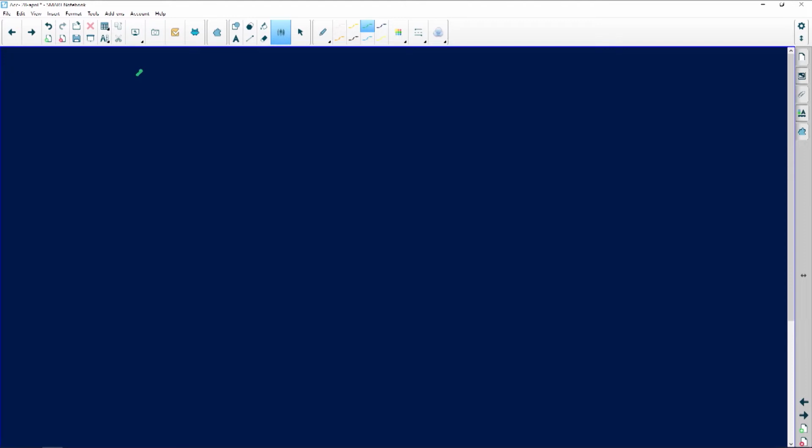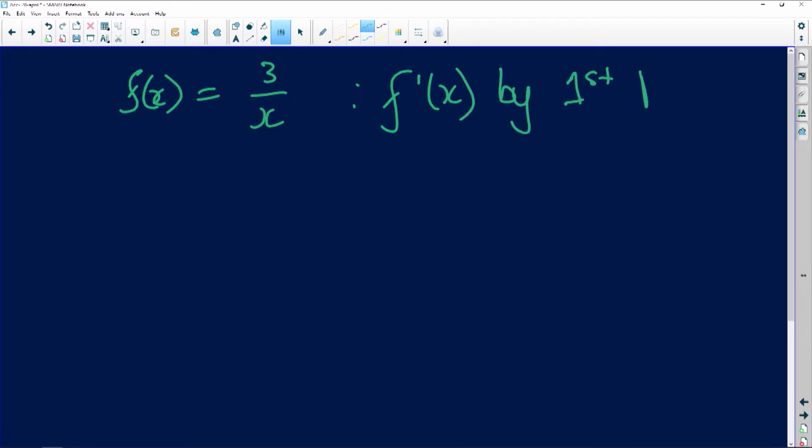The question is quite interesting. It's saying the function f of x is given as 3 over x. Now, folks, we identify that as a hyperbola. The question is: find the first derivative by first principles. I'm going to shorthand that as first P's.